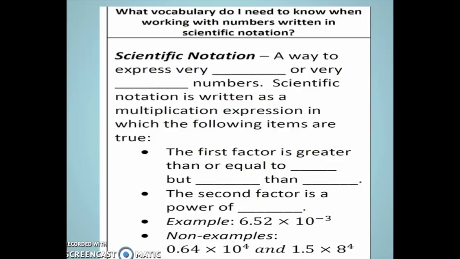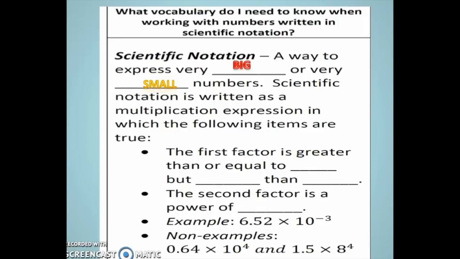Let's look at Unit 2 Scientific Notation. So we're going to take a look at how to write numbers in scientific notation. First, let's take a look at what vocabulary you would need to know when working with numbers written in scientific notation. Scientific notation is a way to express very big or very small numbers.